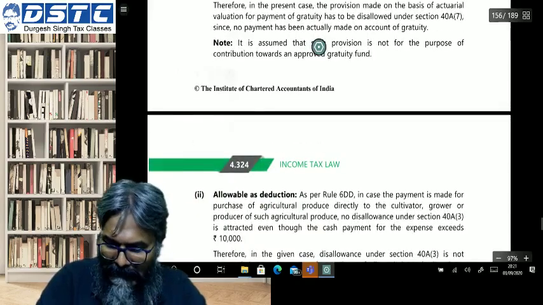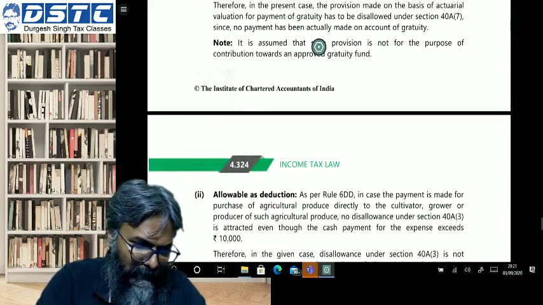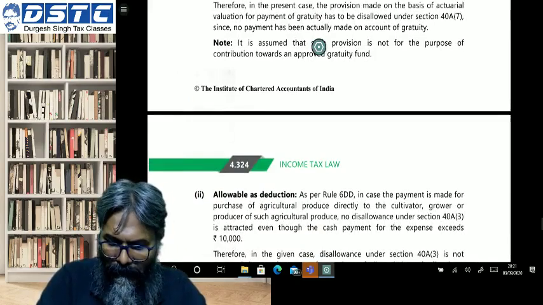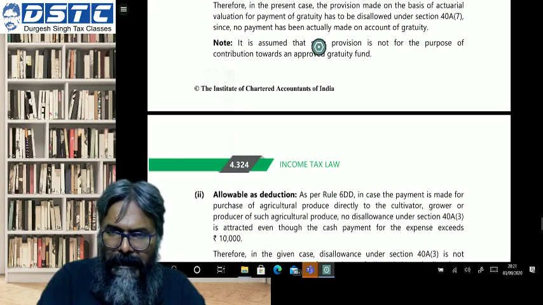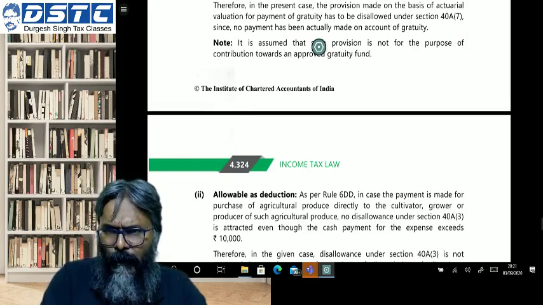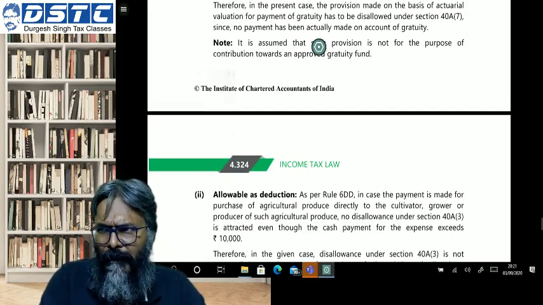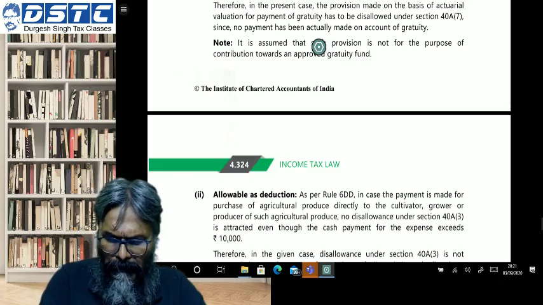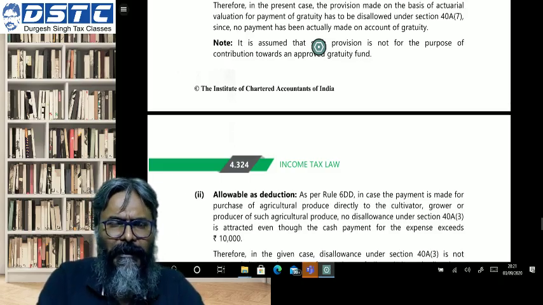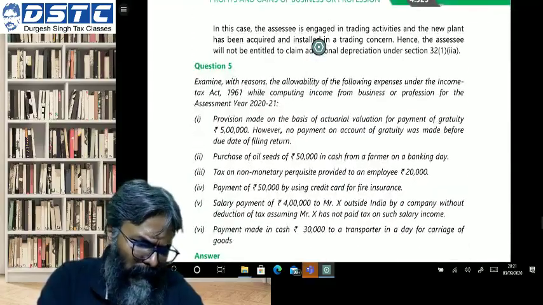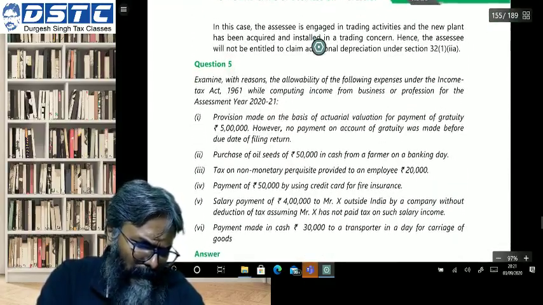And the answer is yes. It is an agriculture produce. And you are making the payment to the farmer directly. Just now we have read in Rule 6DD: payment to the farmer, or the producer, or the cultivator, or the grower of the agricultural produce, that is covered in Rule 6DD, meaning thereby that amount will be allowed as deduction, the expenditure will be allowed as deduction.